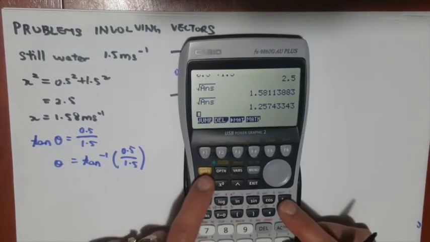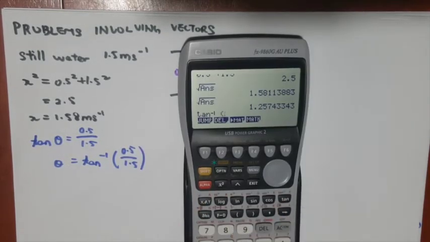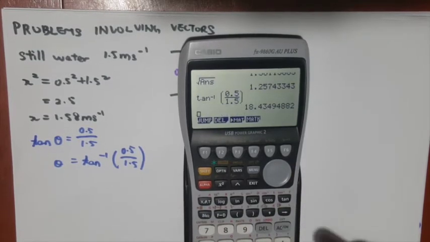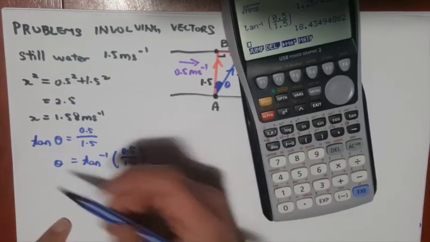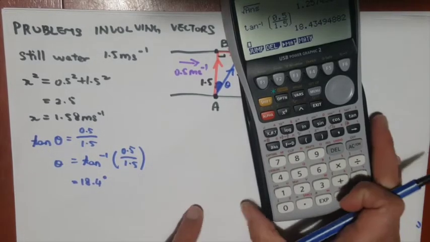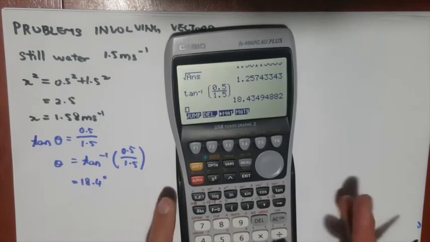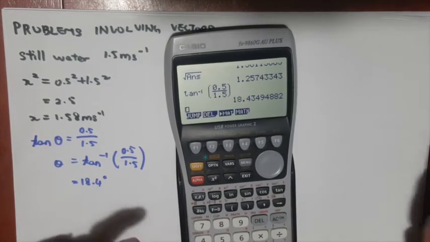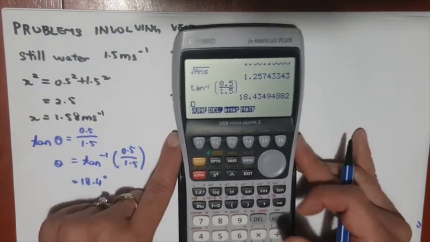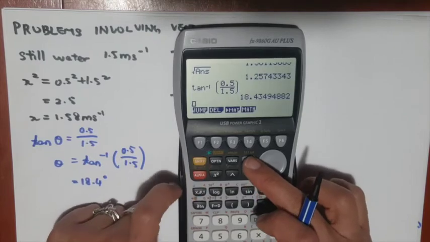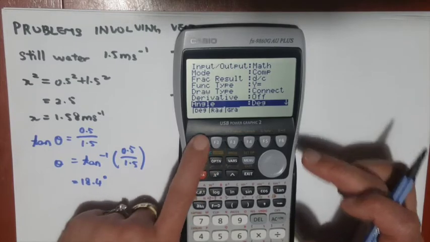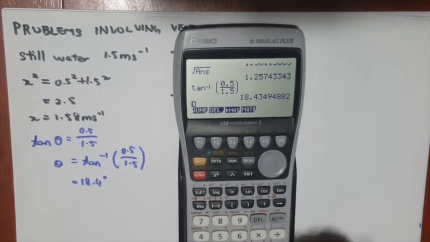So it becomes shift tangent, 0.5 over 1.5. Putting this into the calculator, 0.5 over 1.5 equals 18.4 degrees. If you don't get 18.4, do not panic. It means that maybe your calculator setting is not set to degrees. In order to set your calculator to degrees, this is a Casio calculator I'm using, you can go shift setup, scroll all the way down to angle and switch it from radian to degrees. Then you would have gotten this answer.